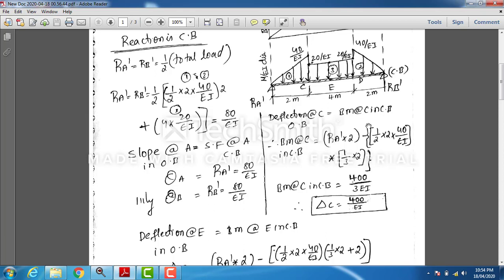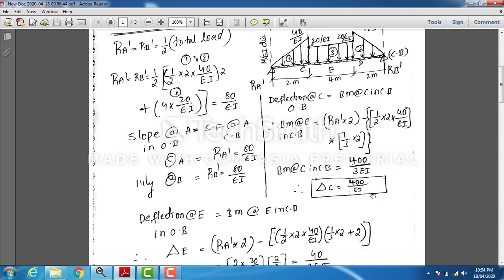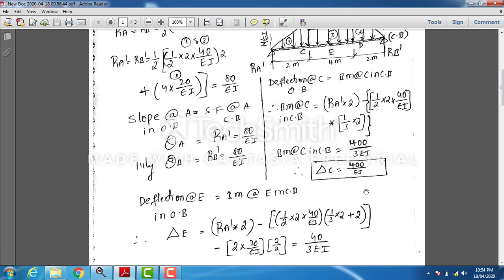Let me take the area 1. So half into 2 into 40 by EI, and 1/3 of 2 about C. 1/3 of 2. So you'll get 400 by 3 EI. So here you have to mention it as 400 by 3 EI. The 3 is missing here. We can write 400 by 3 EI.